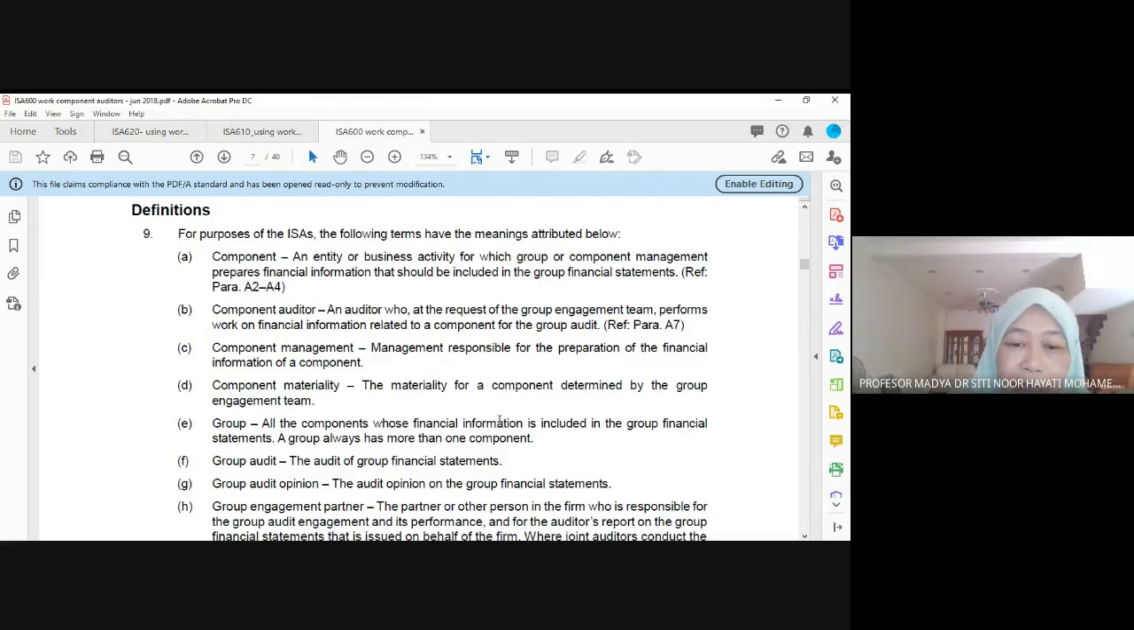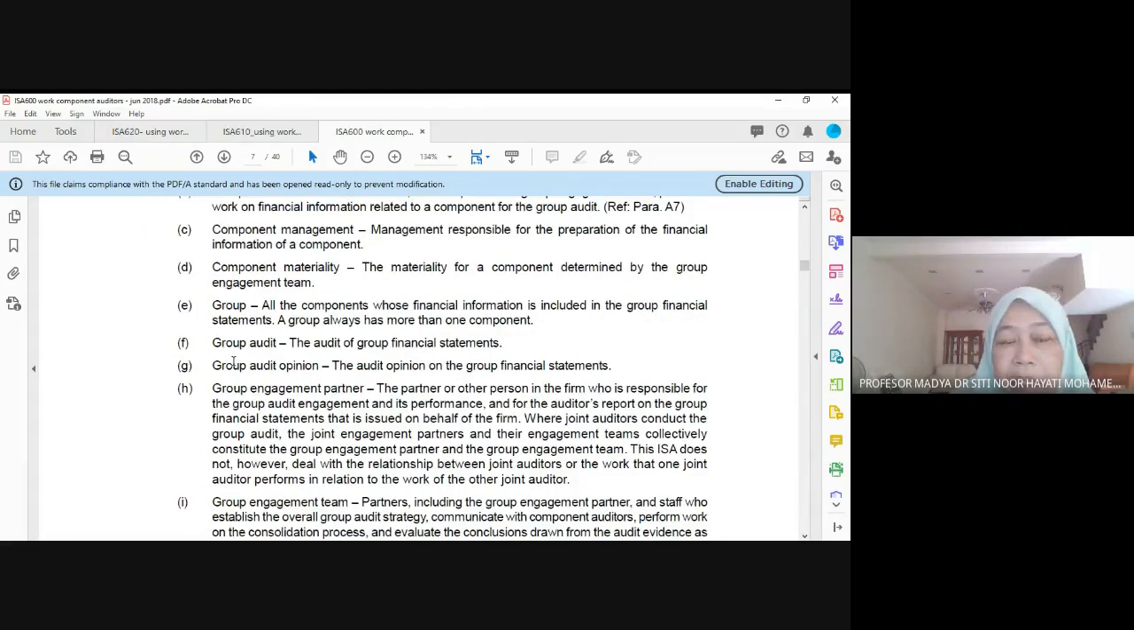So group, I have actually mentioned to you just now. Group audit would usually be carried out by the auditor of the parent company. Holding company is parent company. So the auditor of the parent company will carry out group audit, audit of group financial statements. That means not only for the parent company, the holding company, but also for the other subsidiaries for a group.